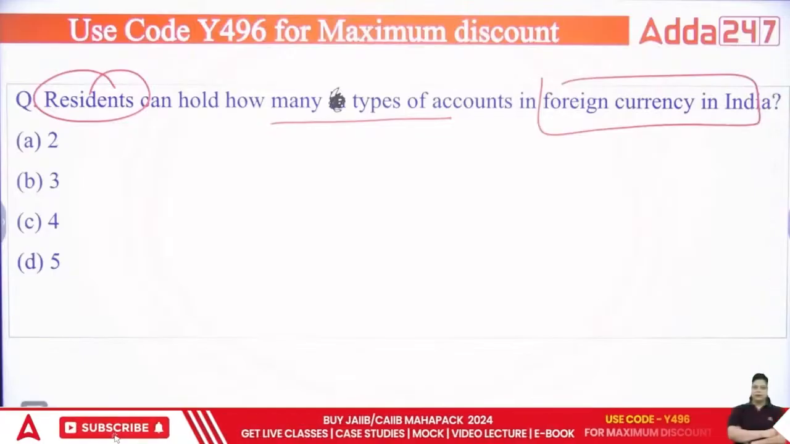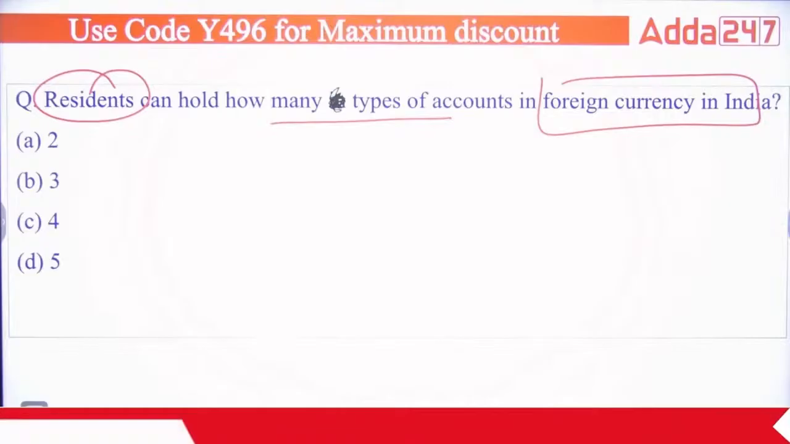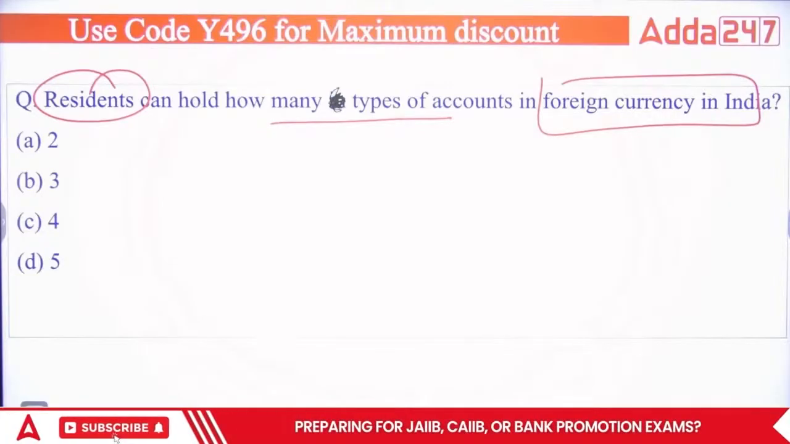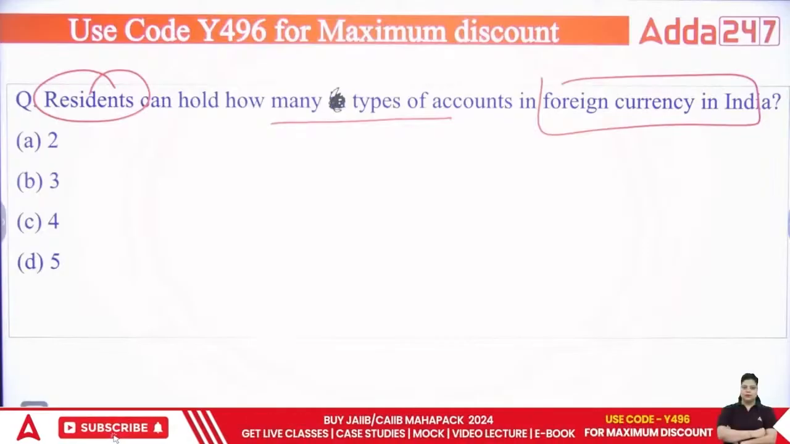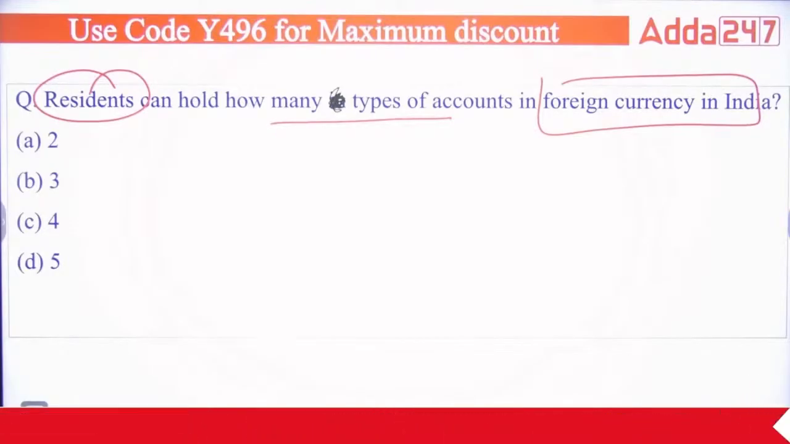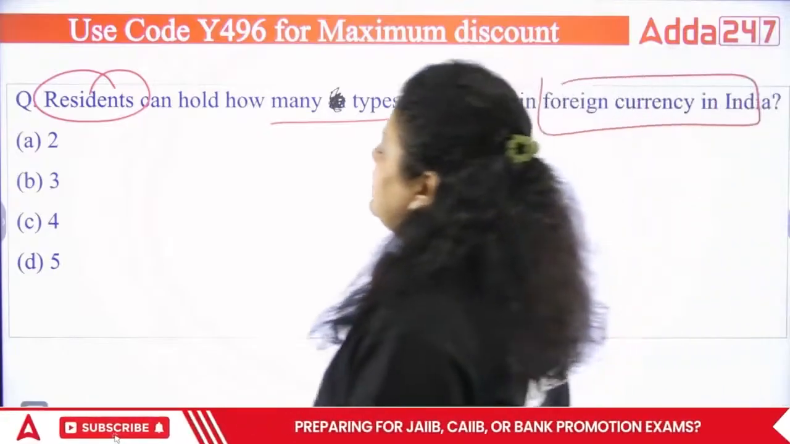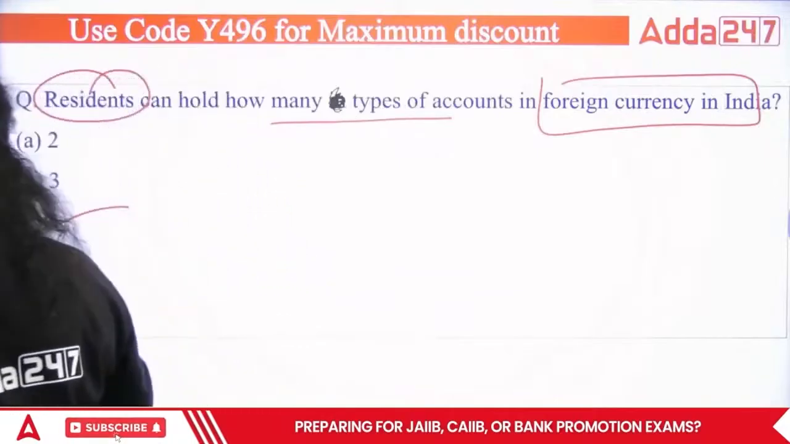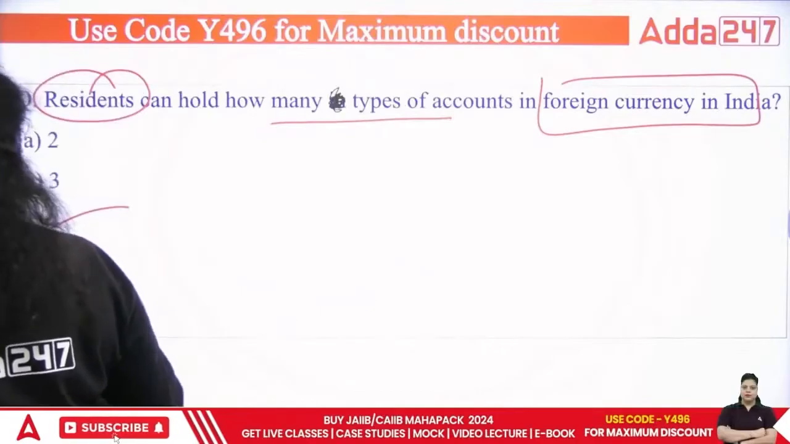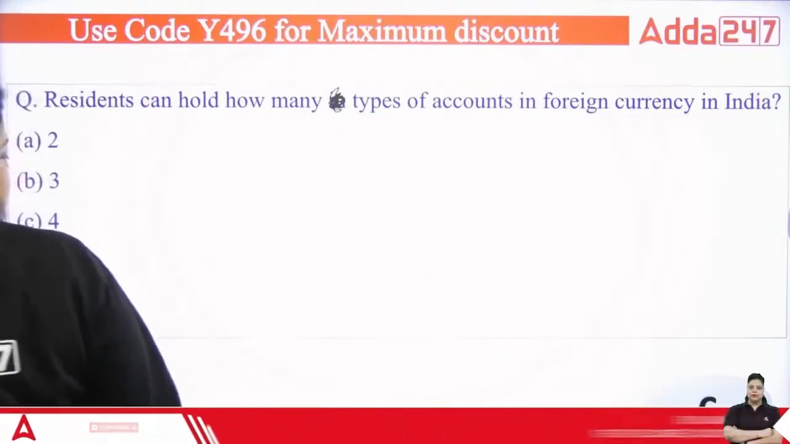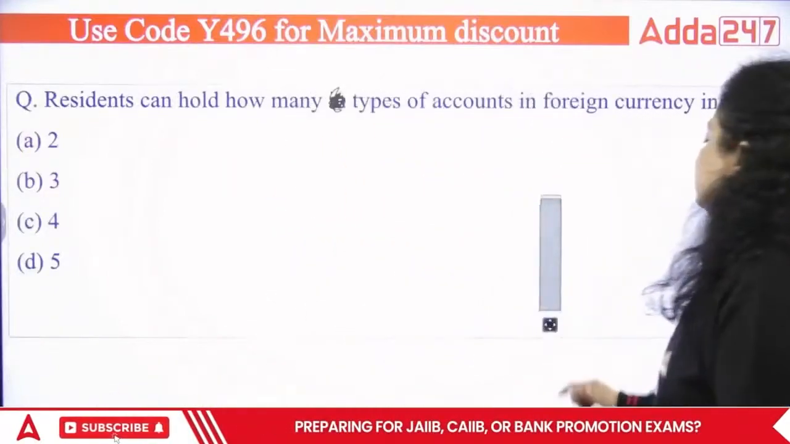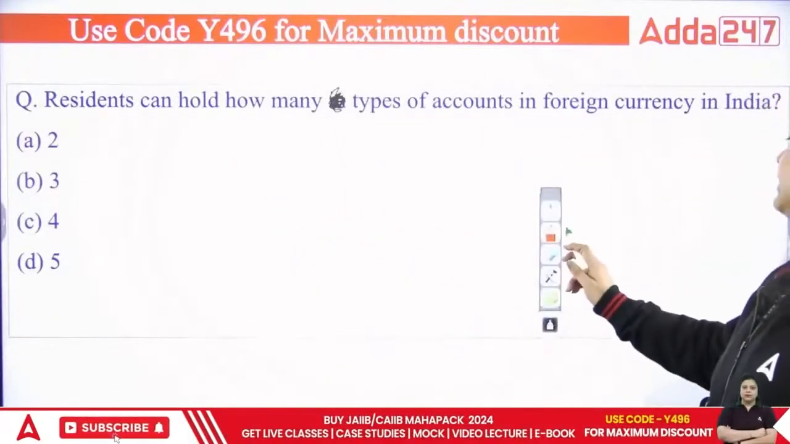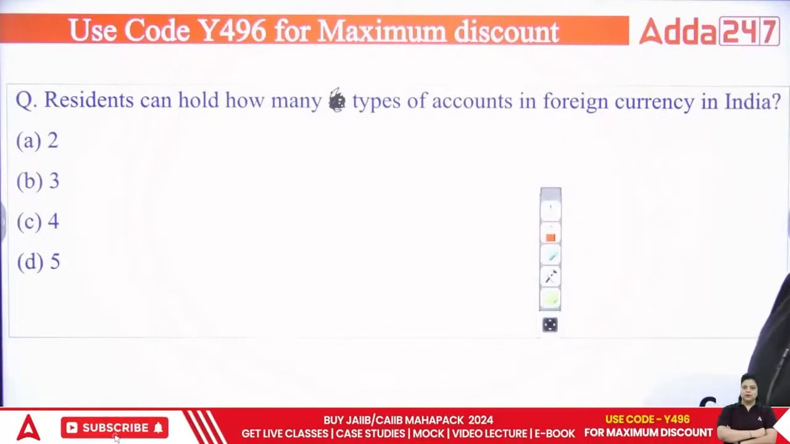So the right answer will be A, B, C or D. Which of the following will be the right answer? And the right answer is 4. It means 4 accounts can be opened by residents in foreign currency in India. So the right answer will be C. Do remember how many accounts the Indian residents can open in foreign currency in India: there are 4 accounts.